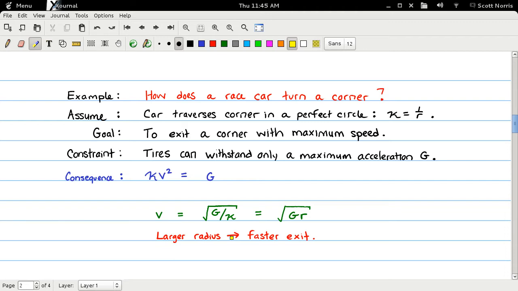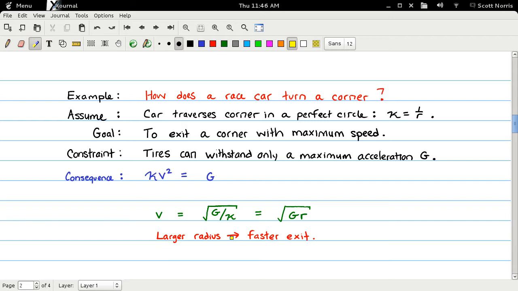What is the goal of a race car going through a circle? You might think that the goal is to get through the corner as fast as possible, right? That's what a race car does. A race car wants to go as fast as possible. And so you might think that its goal is to go as fast as possible through the corner. That is not actually true. Typically, the goal of a race car is to exit a corner with maximum possible speed.